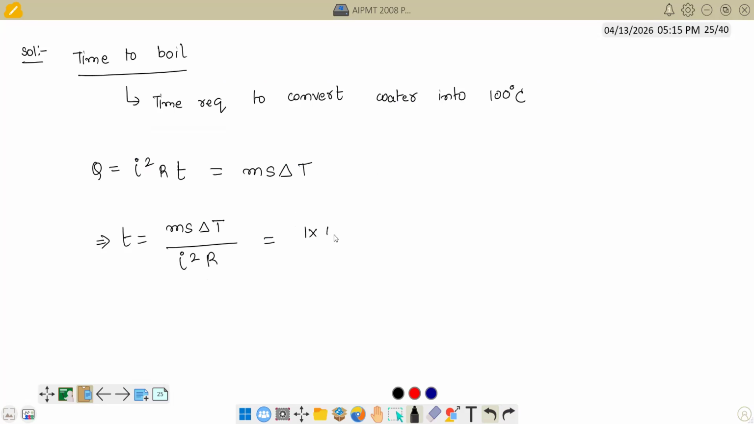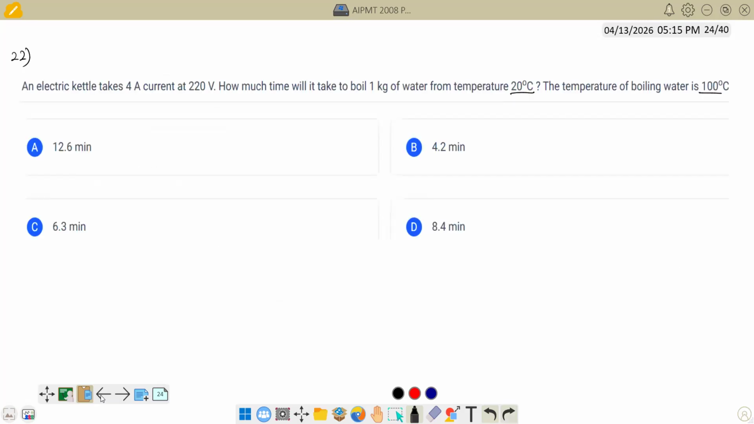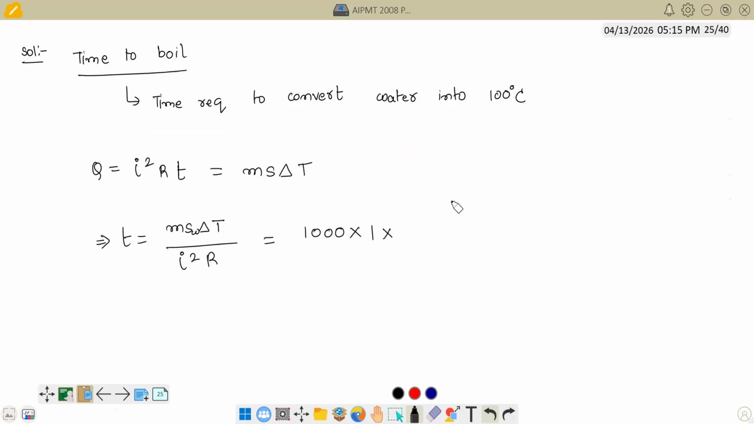Specific heat is 4200 into delta T value is, I generally do it in another way. I personally like to do everything in CGS, that is grams and calories, because specific heat of water is 1. It is very easy. So I will write 1 kg of water as 1000 grams. Specific heat is 1 calorie per gram. Delta T value is 100 minus 20, so it would be 80. But in this way, you will get the answer in calories. Since you get the answer in calories, you have to convert into joule by multiplying by 4.2, divided by this I square value.